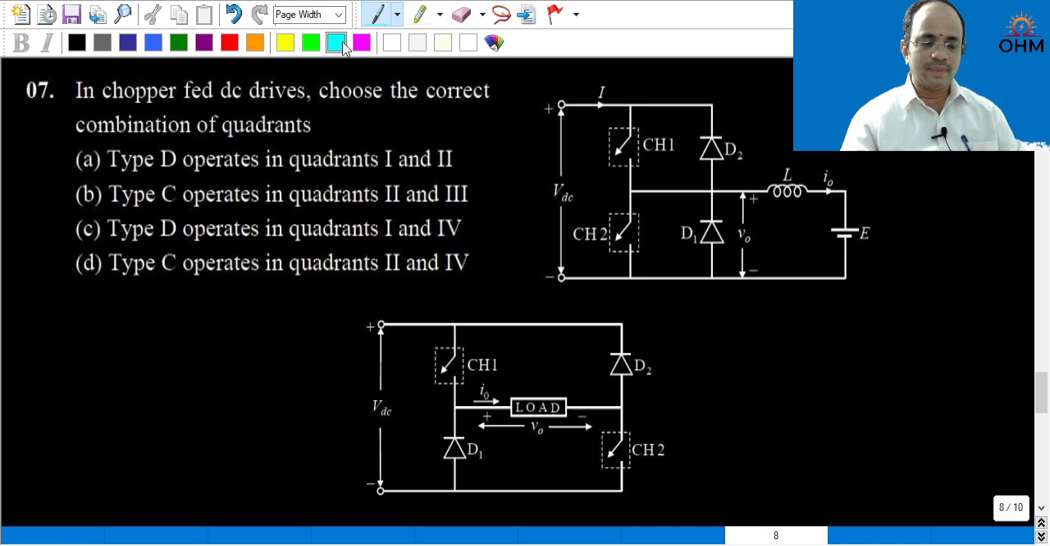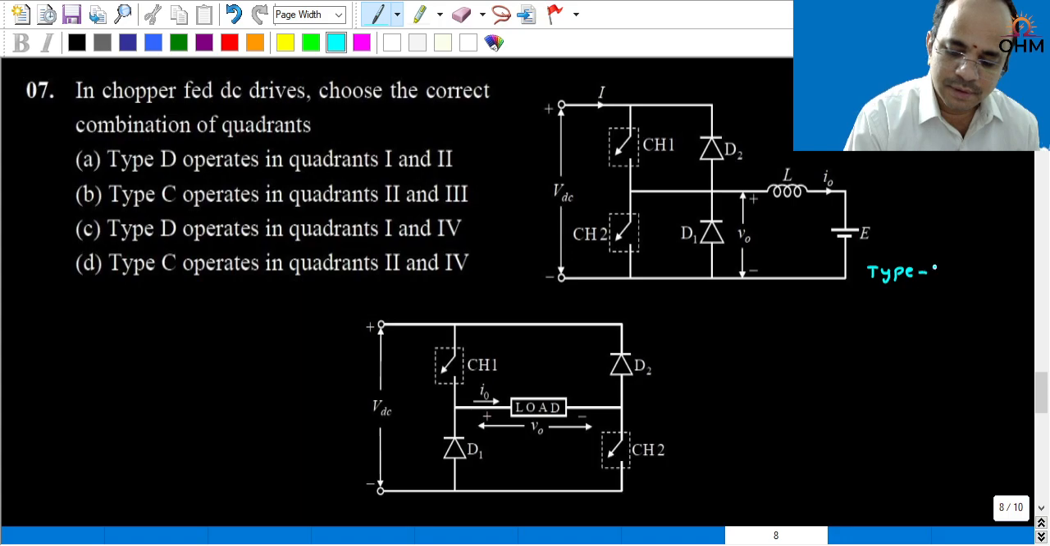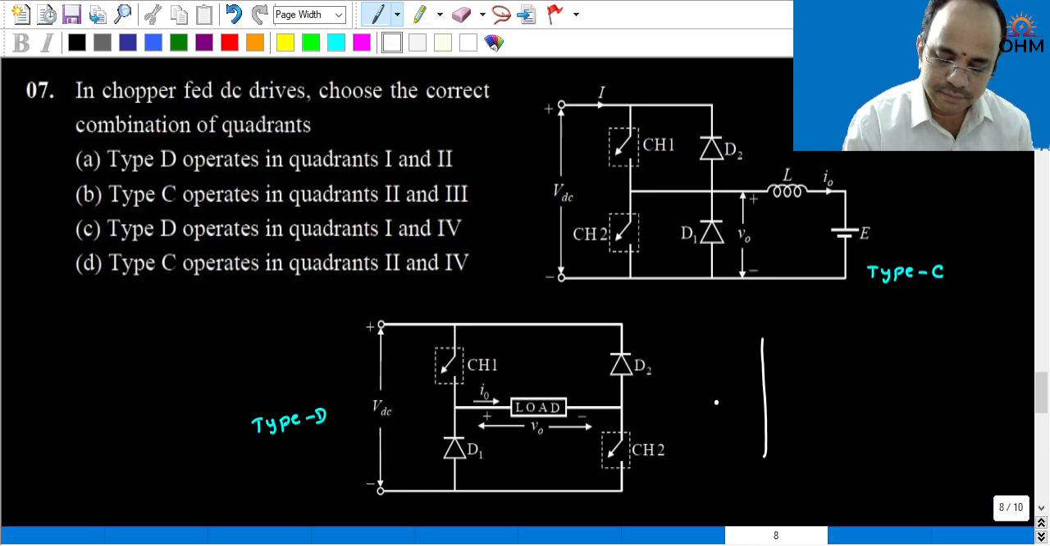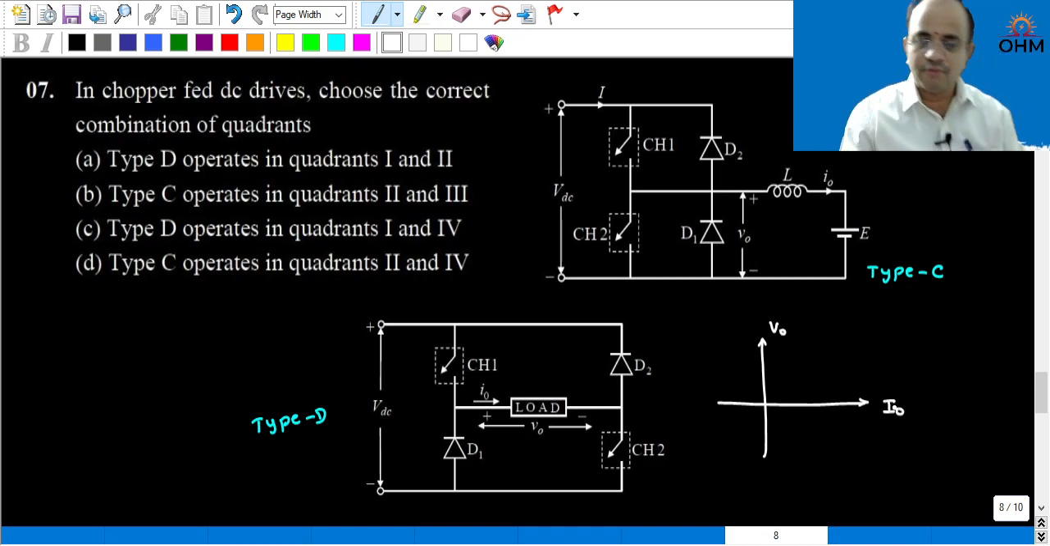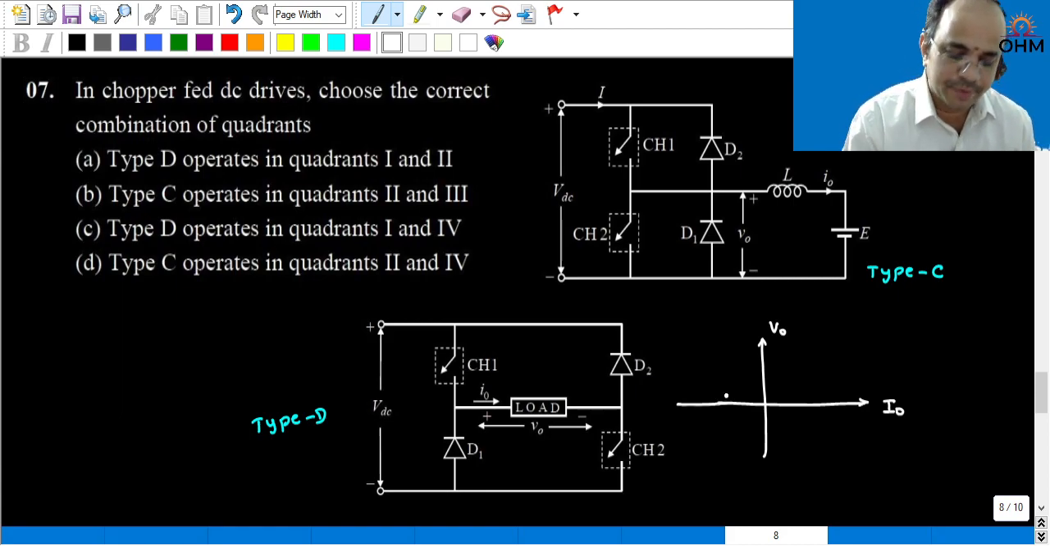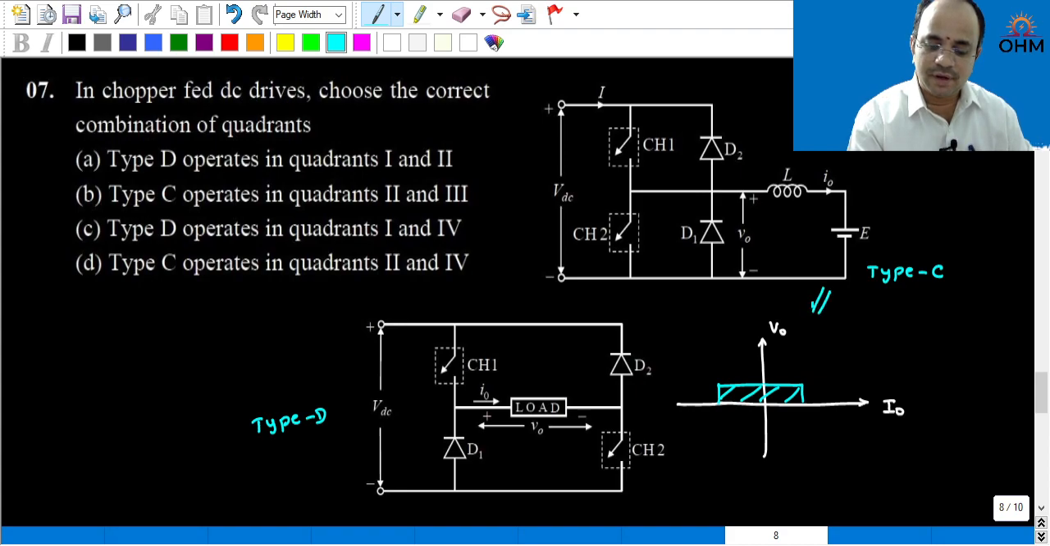So this is the type C chopper, and this is the type D chopper. Basically V0 on the y axis, I0 on the x axis. Now in the case of the type C chopper, we will have quadrant diagrams like this. So this is for the type C chopper.